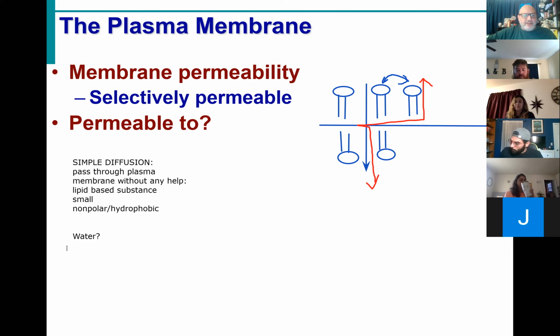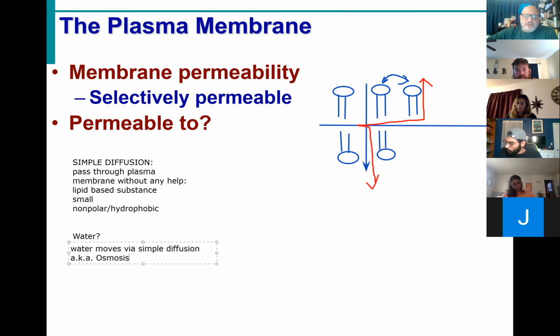Of course, we also know that anatomists hate us. So while it is 100% accurate to say that water moves via simple diffusion, they've actually given a name to the simple diffusion of water. And what is that fancy name? Osmosis. There you go. Osmosis isn't some mystical, magical characteristic of water. It is merely simple diffusion of water. It's a fancy name for the simple diffusion of water.